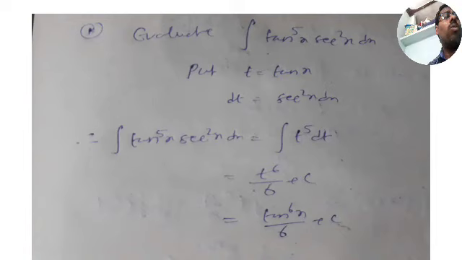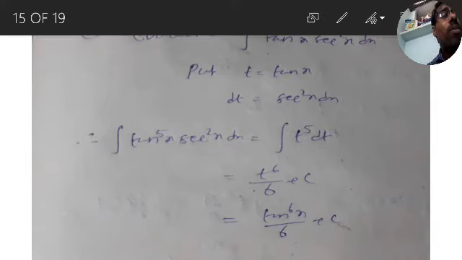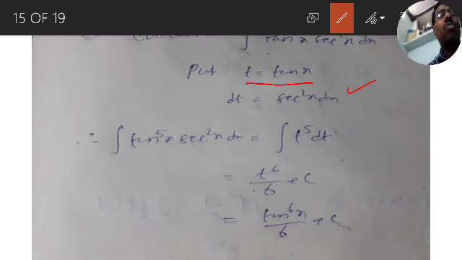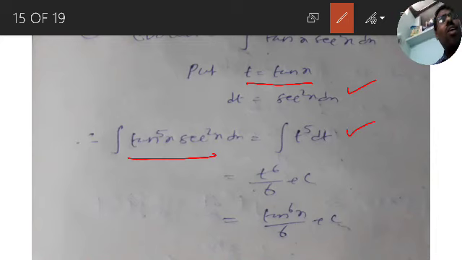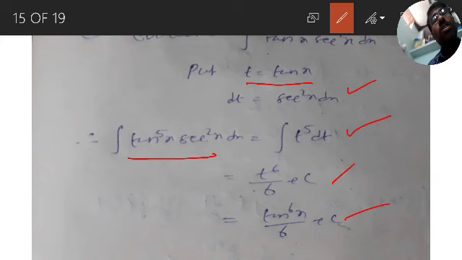So, here what you have to know: tan power of 5 into sec square x is there. You know the derivative of tan x is sec square x. That's why put t is equal to tan x, then the derivative is sec square x, then easily this unknown integral converts into a known one. Integration of x power of n is x power of n plus 1 by n plus 1. That gives the answer tan power of 6x by 6, plus c.